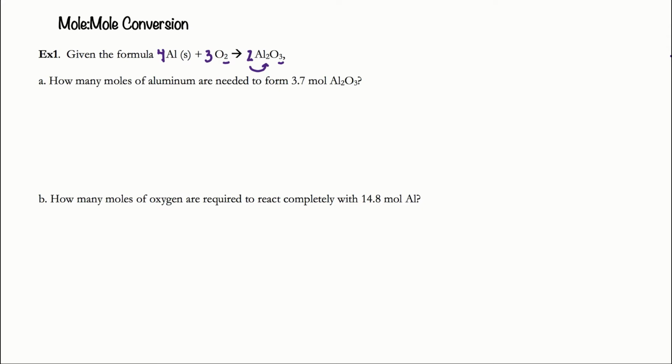For A, it says how many moles of aluminum are needed to form 3.7 moles of aluminum oxide. So my given here is 3.7 moles of aluminum oxide, and I want to get into moles of just aluminum. So I'm going to put moles of aluminum oxide on bottom, and I'm going to get into moles of aluminum on top. Okay? And so the only thing I need to do now is look at my coefficients, just like I did in the recipe example, in order to do that conversion. Well, the coefficient in front of aluminum is 4.